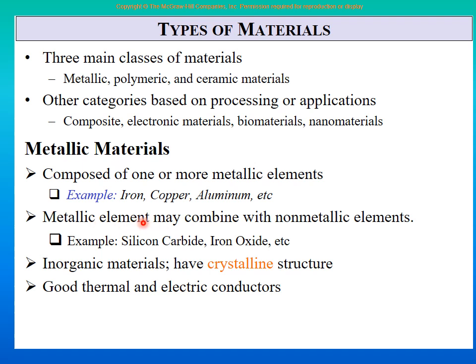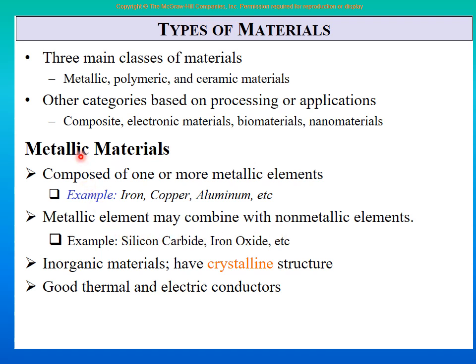The metallic element may combine with non-metallic elements. This is right, like silicon may combine with carbon. Carbon is non-metal, and a new compound is formed which is called silicon carbide. Or iron can combine with oxygen and form a new compound which is iron oxide. Right? So this is something else. This is not metals, but metals can form compounds.